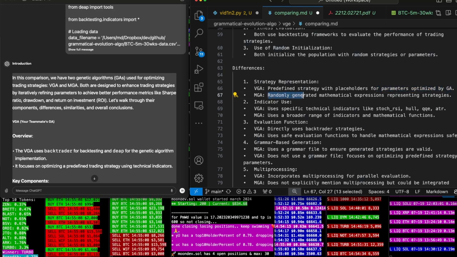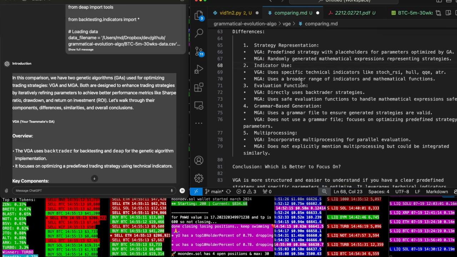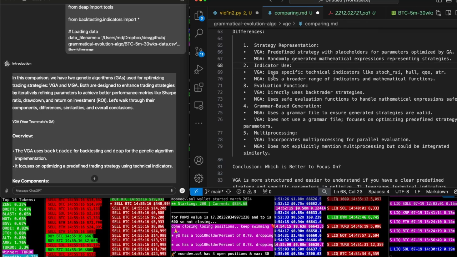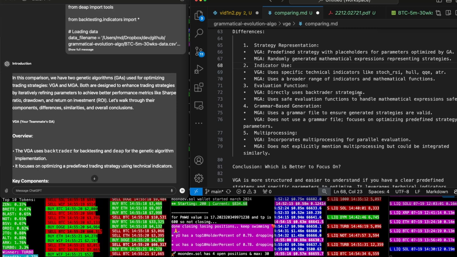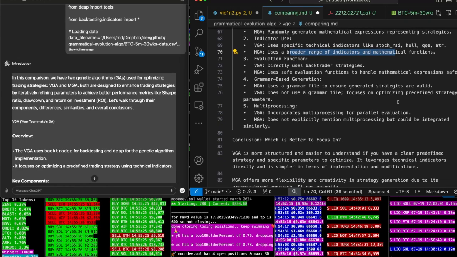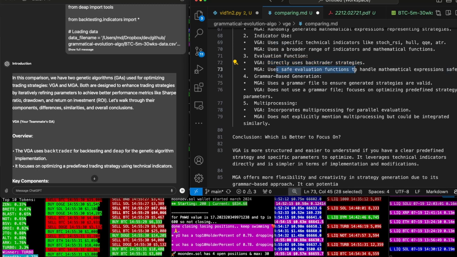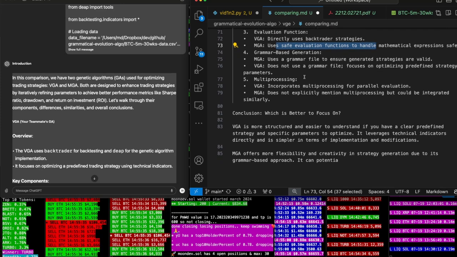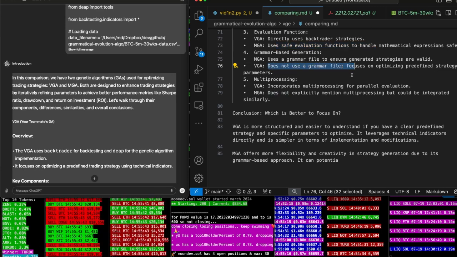Differences. Strategy representation: the VGA uses a predefined strategy with placeholders for parameters optimized by the GA. The MGA uses randomly generated mathematical expressions representing strategies. Indicator use: the VGA uses technical indicators such as Stochastic RSI, the whole QQE, ATR. The MGA uses a broader range of indicators and mathematical functions. The evaluation function directly uses backtrader strategies, while the MGA uses a safe evaluation function to handle mathematical expressions safely. Grammar-based generation uses a grammar file to ensure generated strategies are valid. This one does not use a grammar file.